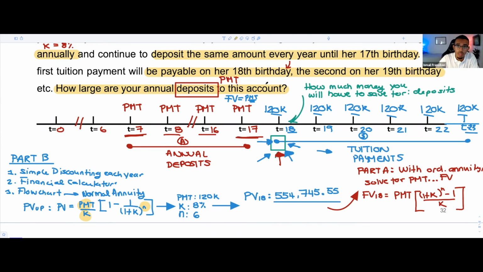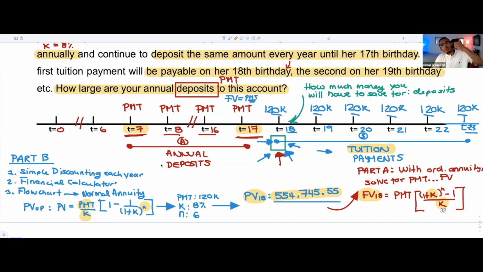Now, the only nuance here, we know that we have our K. We know our future value 18 already, right? We have it right here. Our future value 18 for our normal annuity is the present value of these tuition payments that we have, so it's the same thing. But now we need to look for N. What is our N here? How many years are we actually making deposits? We're making deposits from year 7 all the way to year 17. So could somebody tell me, what is our N? Shane says it's 10.